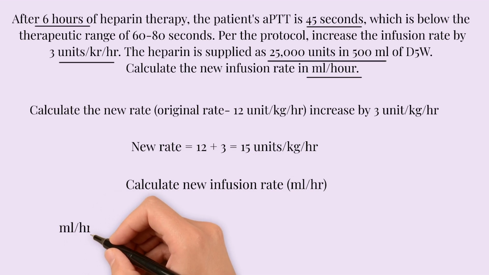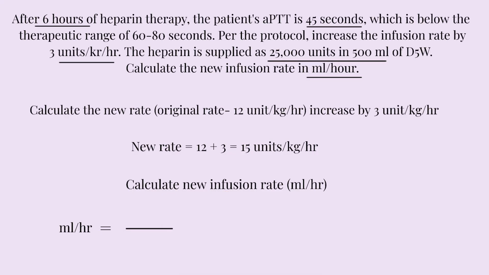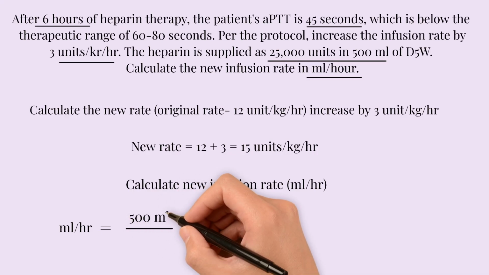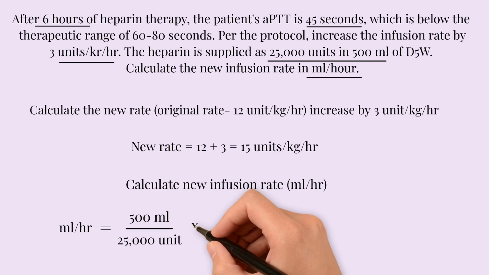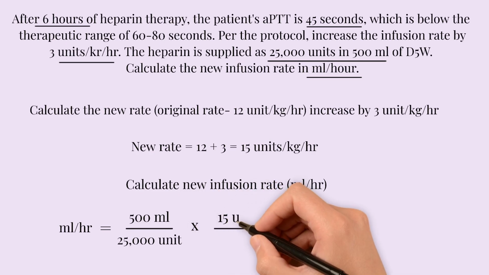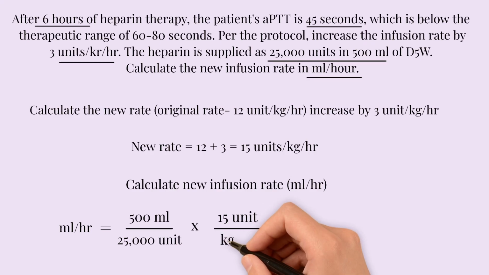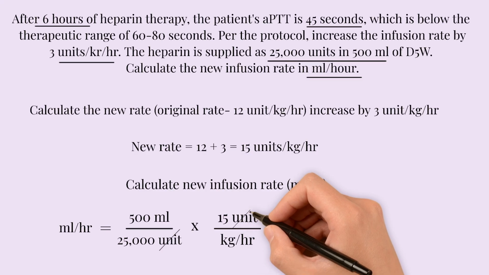We're going to put our mLs per hour first. We're going to start with our concentration of 500 mLs, putting mLs on top over 25,000 units. Then we're going to want to cancel out the units. So we're going to put the 15, our new rate, units per kilogram per hour. But we're still left, even when we cancel out the units, with mLs per kilogram per hour, and we're just looking for mLs per hour.